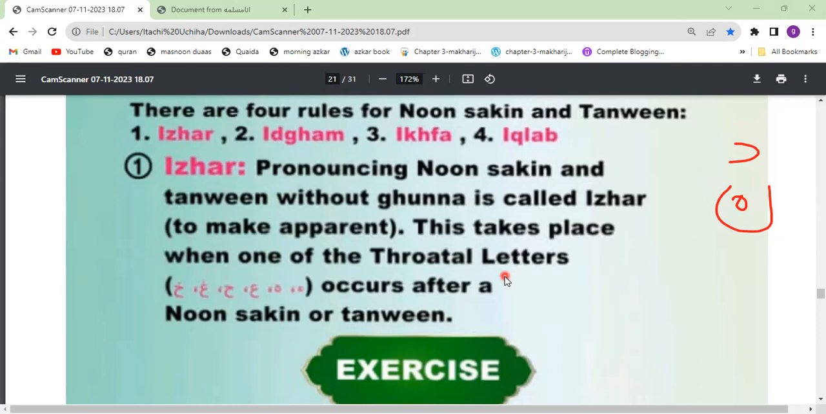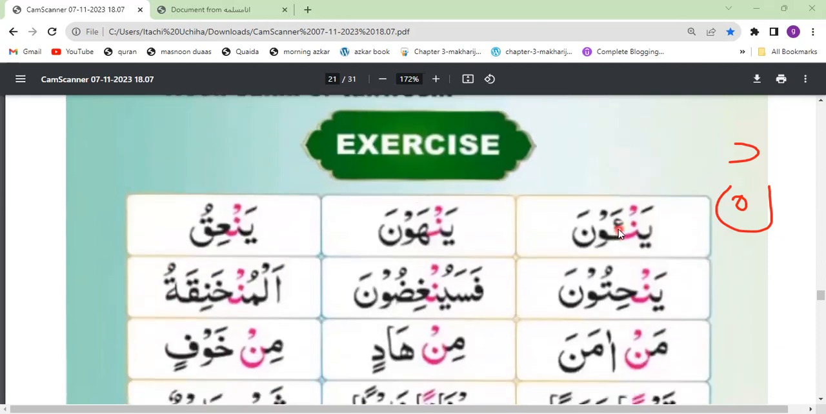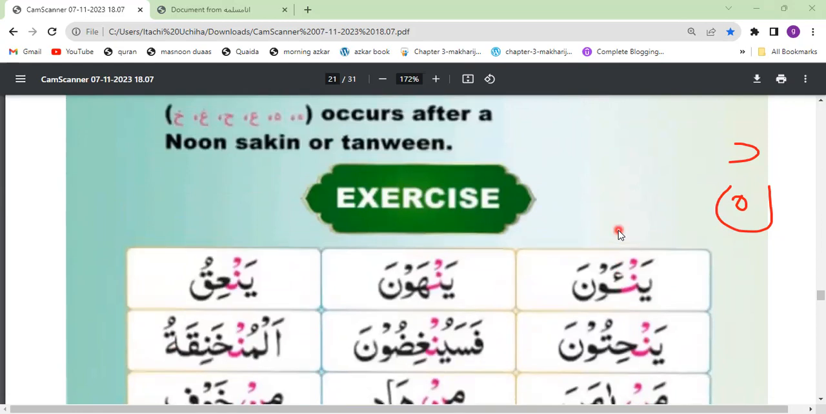These are the 6 letters that we pronounce basically from our throat. The letters Hamza, Ha, Ain, Ha, Ghain, Kha. These are the 6 letters that we pronounce from our throat. Okay. Only if the noon sakun has a letter next to it from the group of these 6 letters, then you have to make the sound of the noon clear.